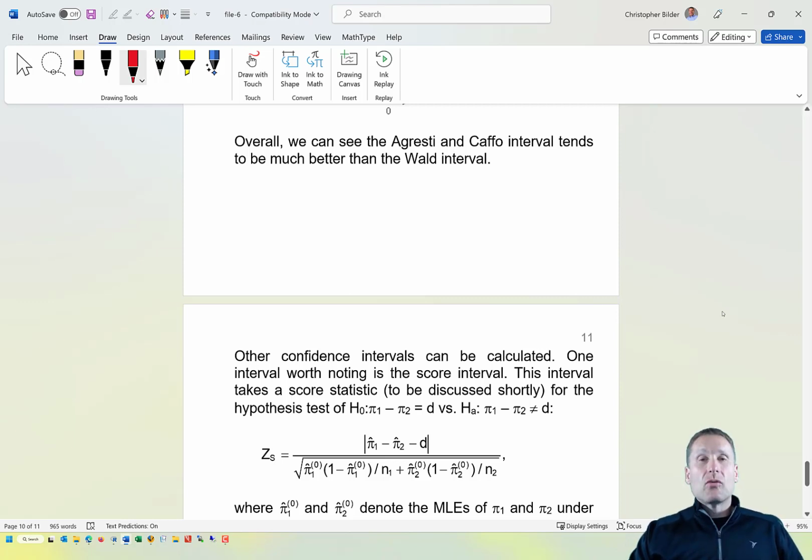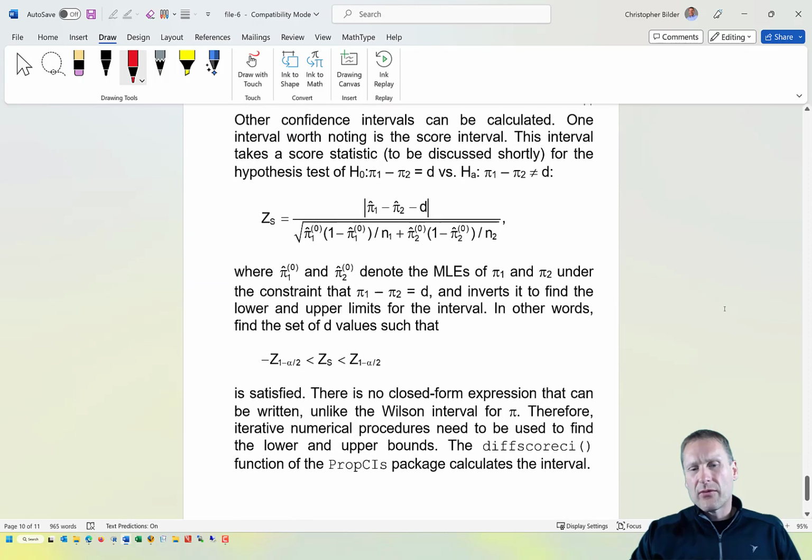Now, similar again to what we saw for confidence intervals for pi, there have actually been many different confidence intervals proposed for pi1 minus pi2. The main other confidence interval that's worth noting, and unless you hear from me otherwise, you're not responsible for this, is a score interval. We've actually already talked about score intervals before. Remember, the Wilson interval also has the name of a score interval. It's based upon the score statistic and inverting that particular statistic itself.